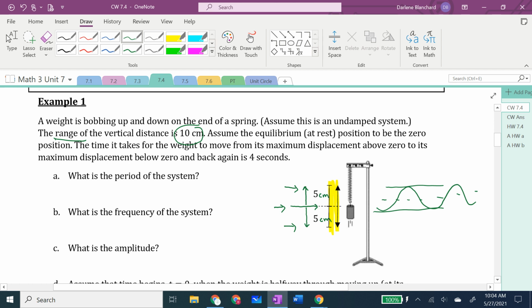Now, you are told to assume the equilibrium, which is an at-rest position, is to be 0. So that means this midline is considered position 0. And then we're going to use the fact that up means positive. So this is going to be in the position of positive 5. This bottom is going to be in the position of negative 5.